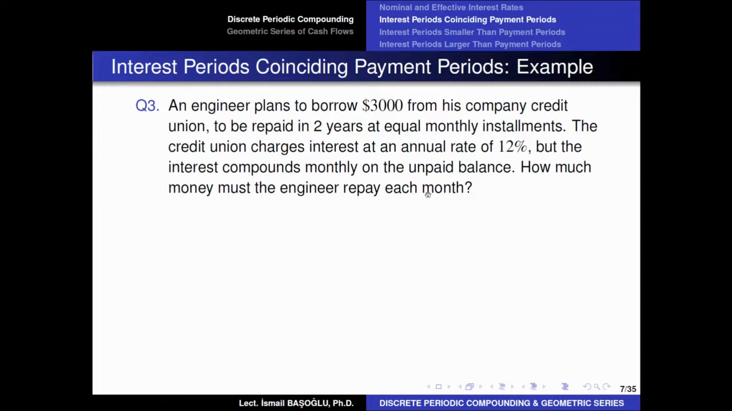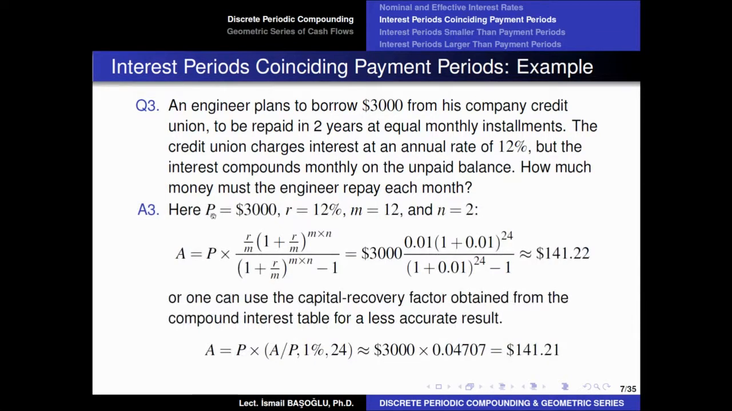So we need to determine the installment size in this uniform series. Now, my principal is $3,000. Nominal interest rate is 12, the number of compounding periods per year is also 12, and the number of years in this investment horizon is 2. Now, we are going to calculate the installment size A by multiplying the principal with the uniform series capital recovery factor, right? The uniform series capital recovery factor is formulated as i times (1 plus i) to the power n, divided by (1 plus i) to the power n minus 1. However, in this case, we are going to replace the interest rate i with r over m. We are going to calculate the effective interest rate for each period, and in the investment horizon, we are going to use the number of compounding periods.